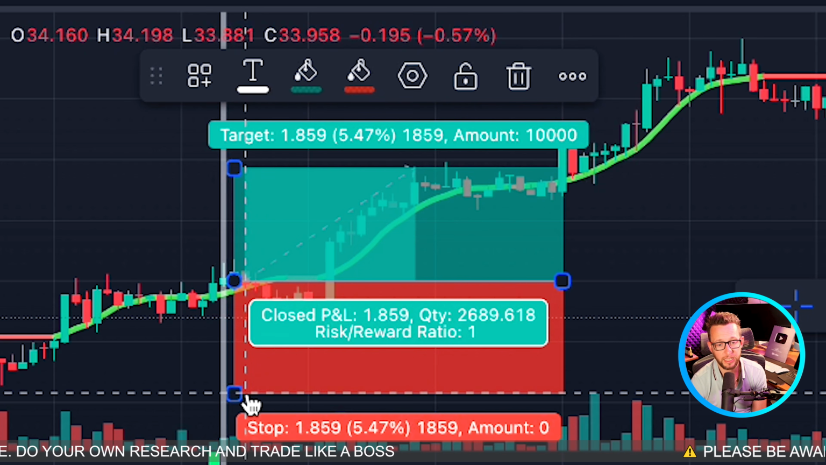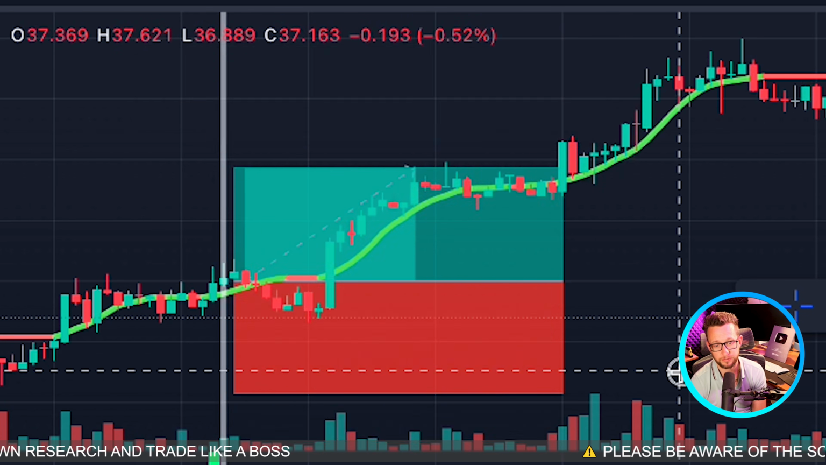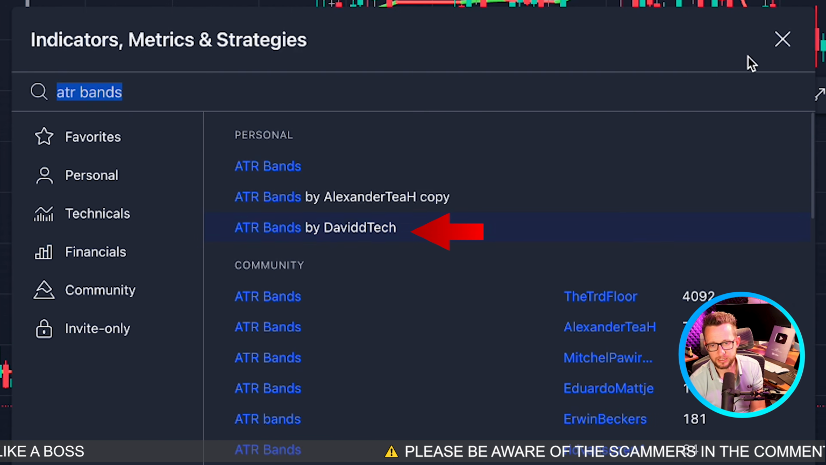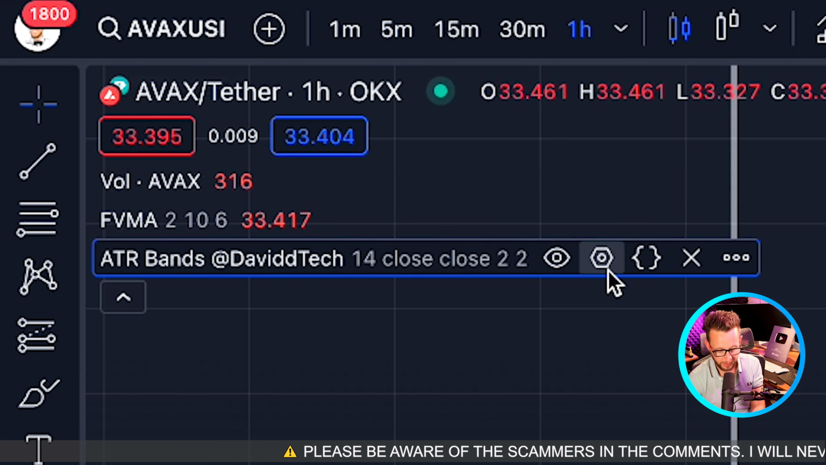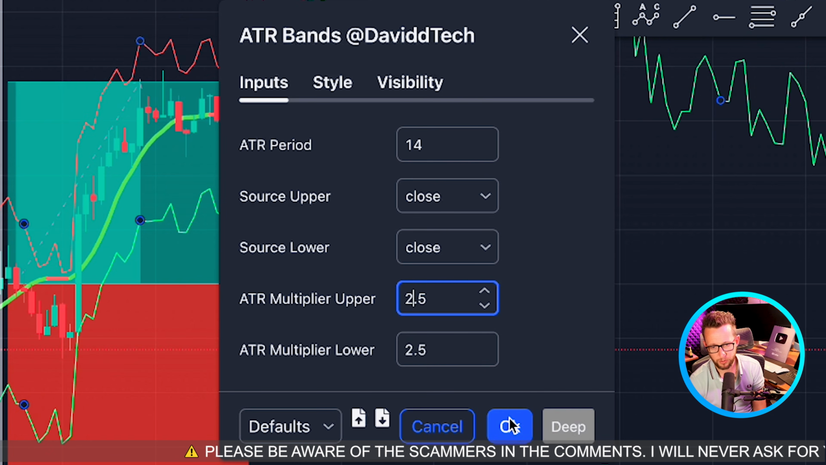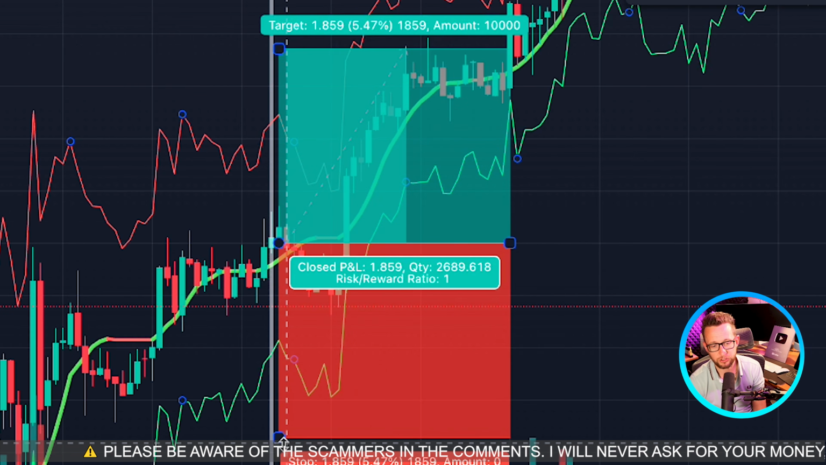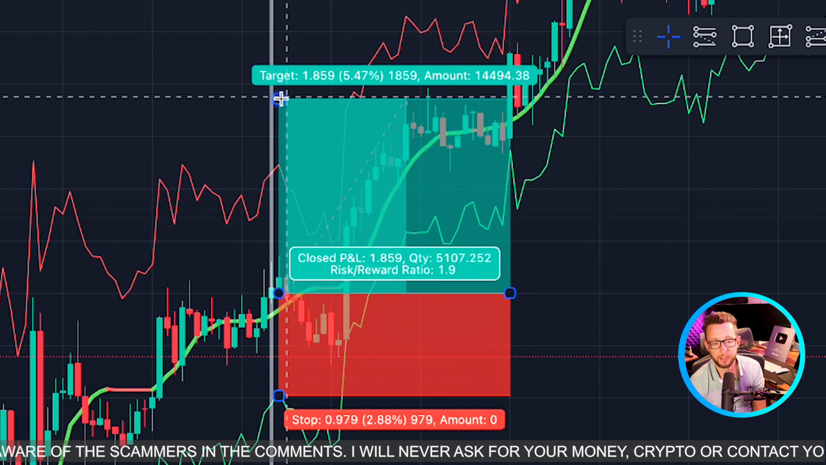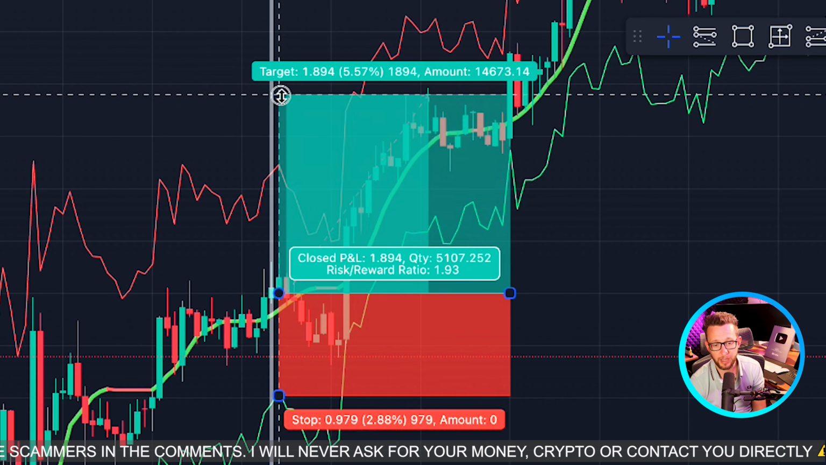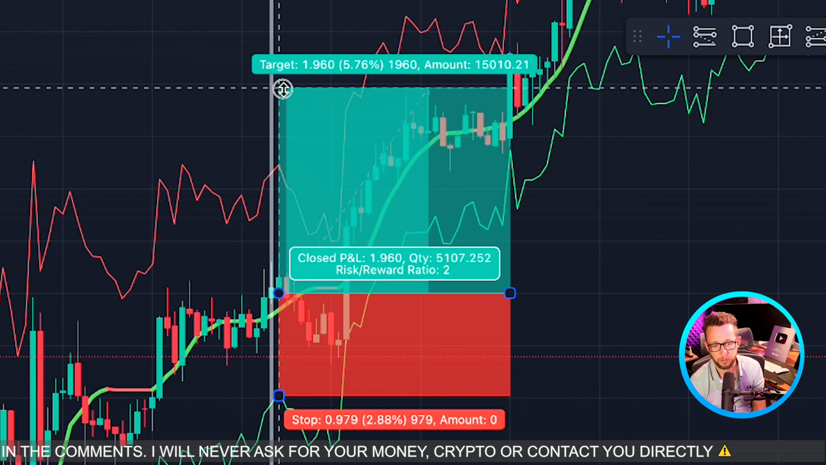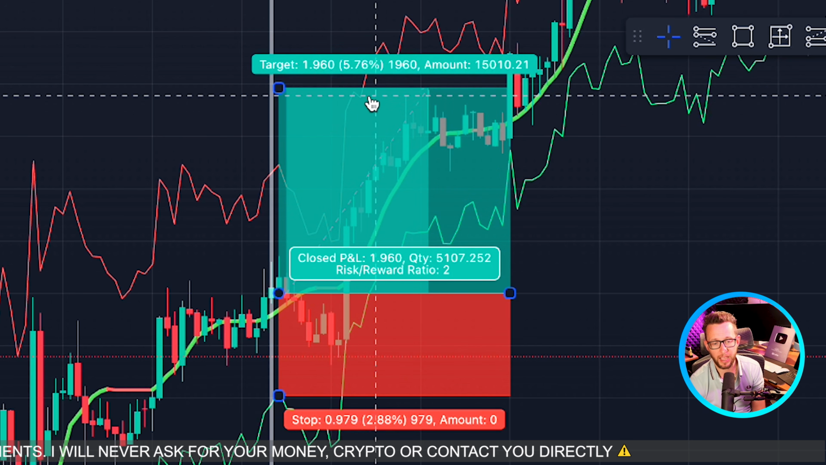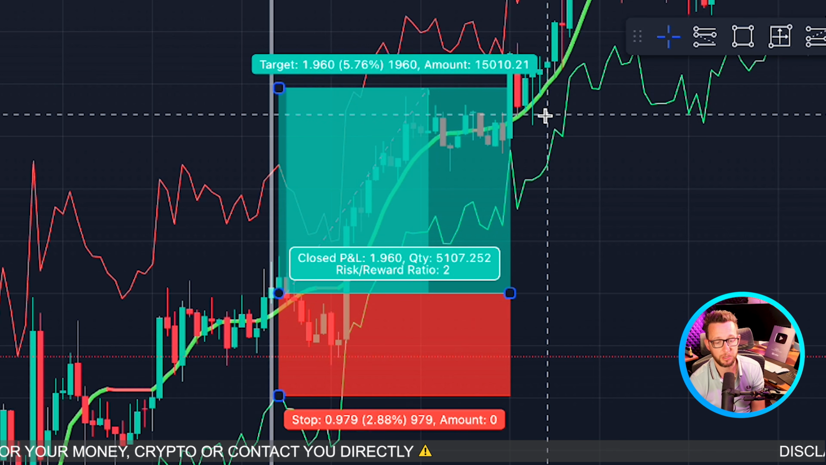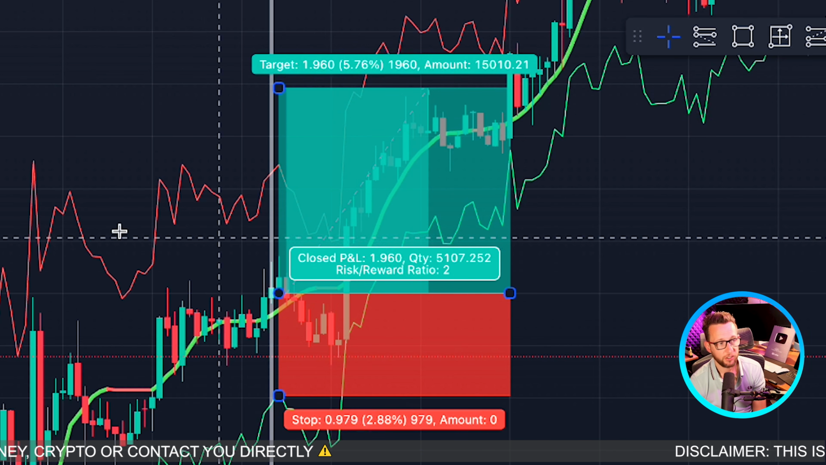We put it on the next candle and we're going to be setting our stop loss to the ATR bands. So we're going to add the ATR bands by David Tech just here, and we're going to set the upper and the lower bands to 2.5. Boom. Right, okay, we're going to set our stop loss to the ATR bands just like this. And then we're going to be setting our take profit to a 1 to 2 risk to reward. Just like that. And we would have won 5.76% from the market. Absolutely brilliant. Look at that entry. Couldn't be better.